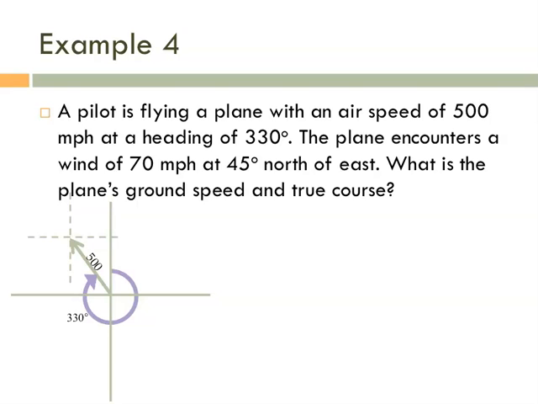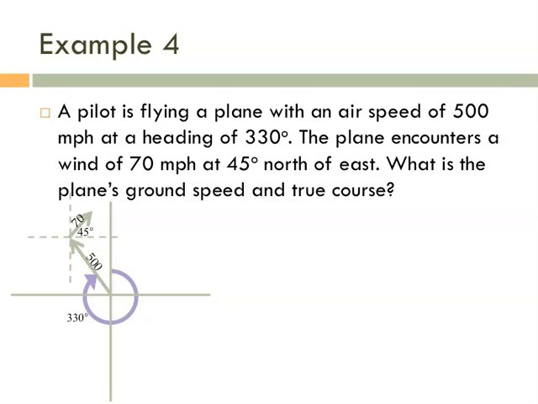So the plane encounters a wind of 70 miles per hour at 45 degrees north of east. North of east means you start at going east, but you rotate 45 degrees towards north. So this is 45 degrees north of east. All right, what is the plane's ground speed and true course?